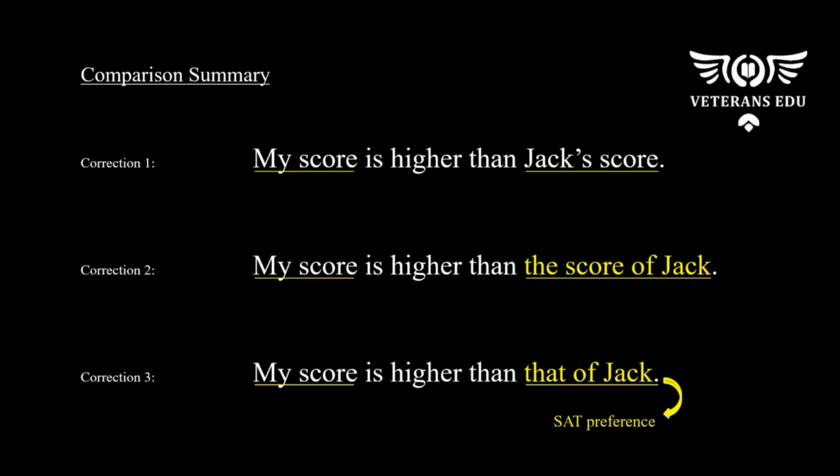In comparison questions, compare same things. Compare people to people and objects to objects. For instance, to fix the sentence, my score is higher than Jack, there are 3 options. First, my score is higher than Jack's score. Second, my score is higher than the score of Jack. Finally, my score is higher than that of Jack. All 3 of them are perfectly acceptable.